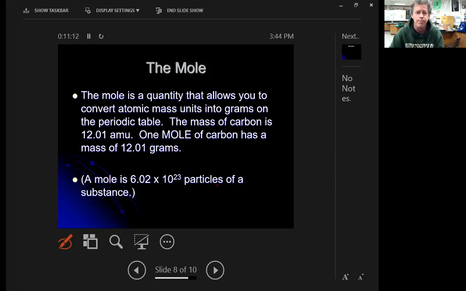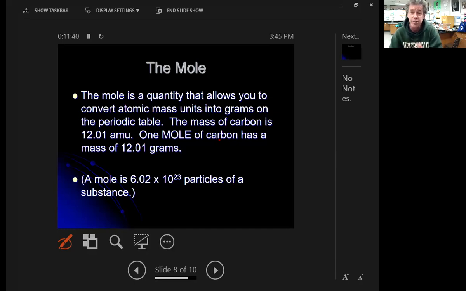Okay, moving on, the mole. We're going to introduce this a little bit here and really start talking about it next week in more detail. The cool thing about the mole is it's a quantity that allows you to convert the atomic mass. In those previous examples, I was talking about atomic mass in terms of AMUs, except one time I slipped and said grams. But the mole allows you to talk about atomic masses in grams.